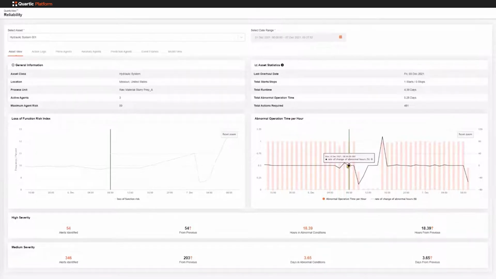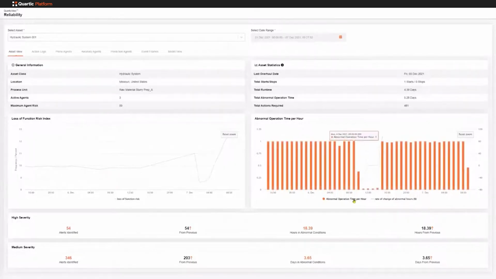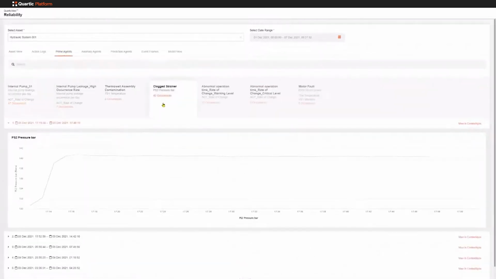So I have instances of abnormal operation here. Well, why did this trigger? What failure mechanism is active? I have different rules or agents running to monitor this asset, so I can jump into those to see which one's triggered, causing the abnormal operation time.